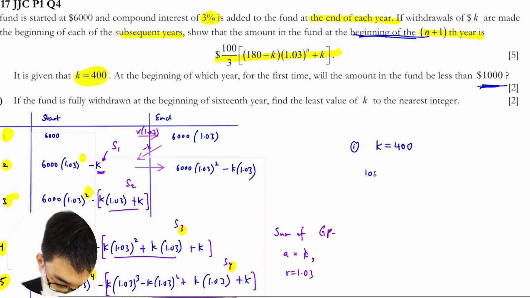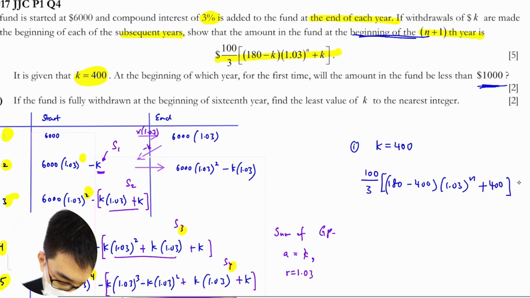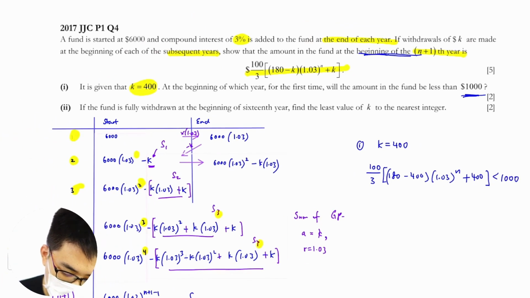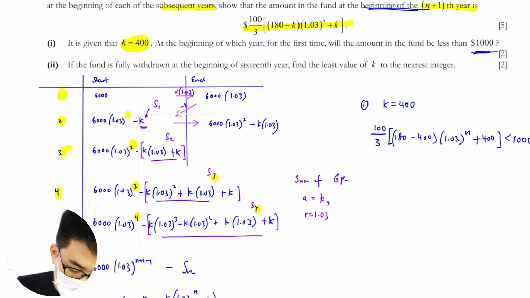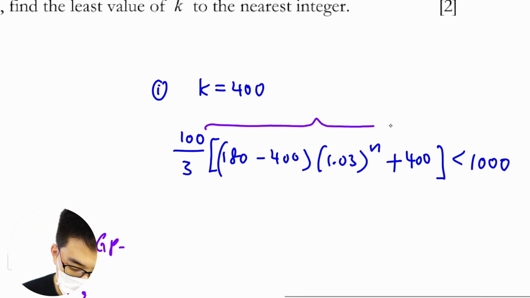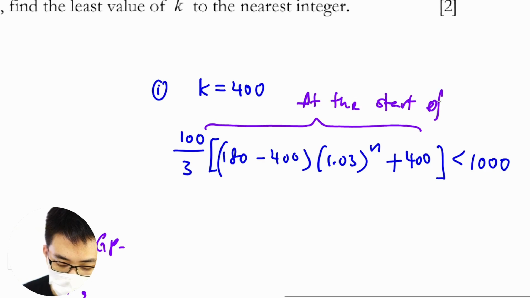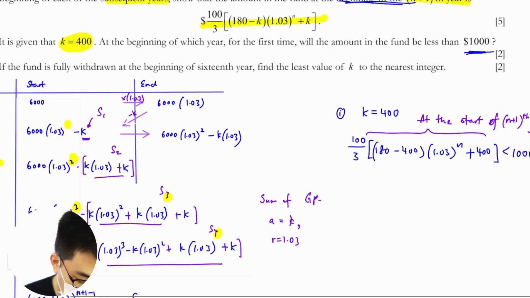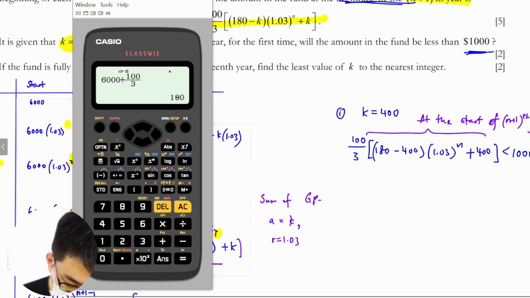So this is minus 400 plus 400, less than 1,000. At the beginning of which year for the first time? Okay, so we need to find n, right? This is the amount at the start of n plus 1 year. You want to find n, so you just solve this. Key in the calculator, 1,000.